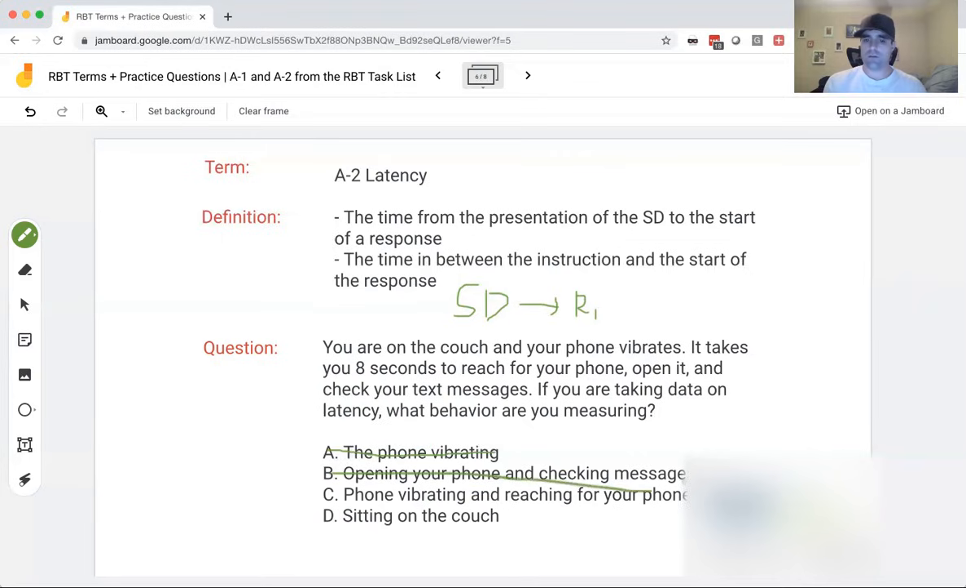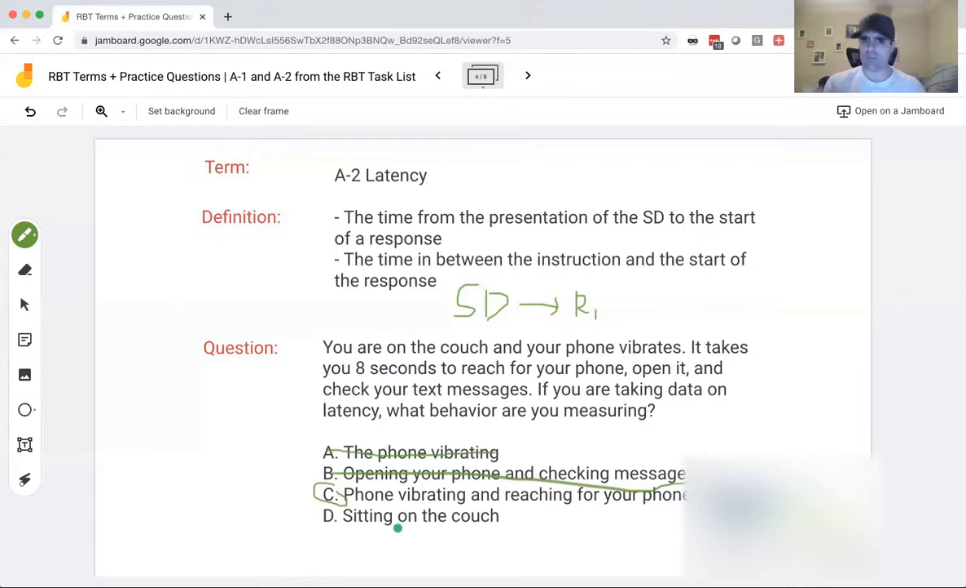C, your phone vibrating and reaching for your phone. So let's look at our question. Your phone vibrates. It takes you 8 seconds to reach for your phone. So what's the SD? Your phone vibrates. What's the response? Reaching for your phone. How long does it take you to start the response? It takes you 8 seconds. Therefore, your phone vibrates, reaching for your phone. That is our latency. That is what we're measuring, okay? That is the only measurement we have here. The time in between the SD, which is the phone vibrating, and you reaching for your phone.